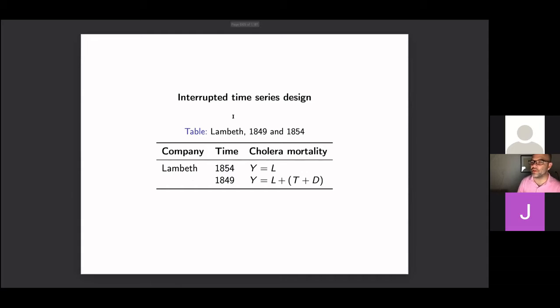Another way we could do it is an interrupted time series, all right? So we focus only on Lambeth and we difference over years. 1854, this is wrong, sorry. I keep forgetting to fix this.